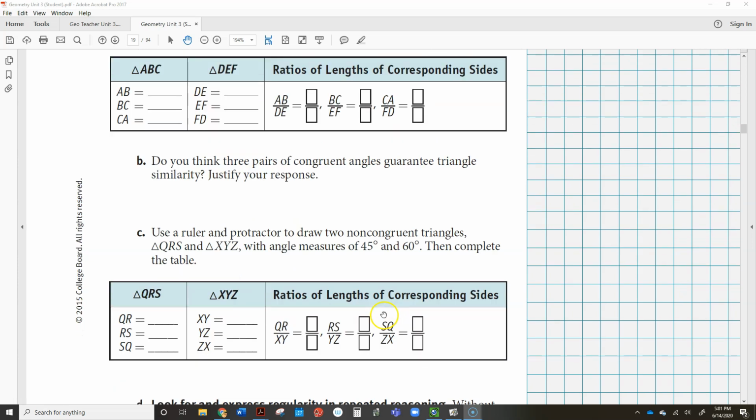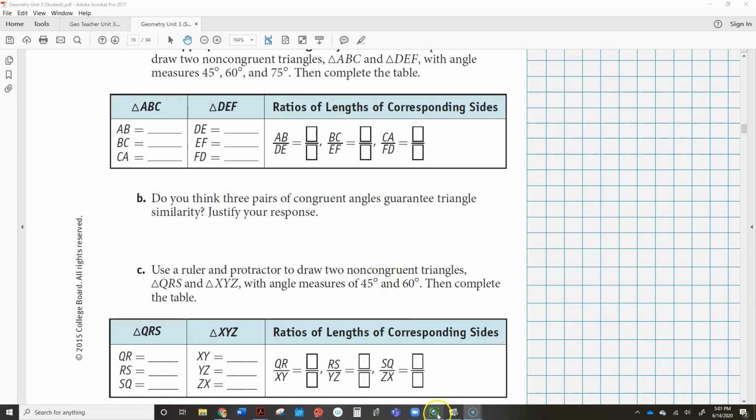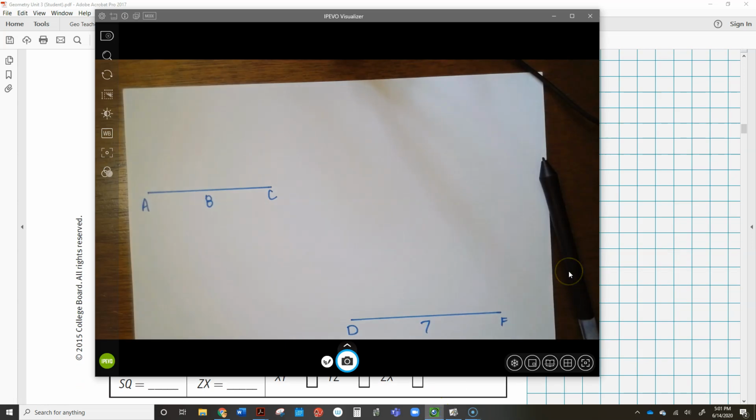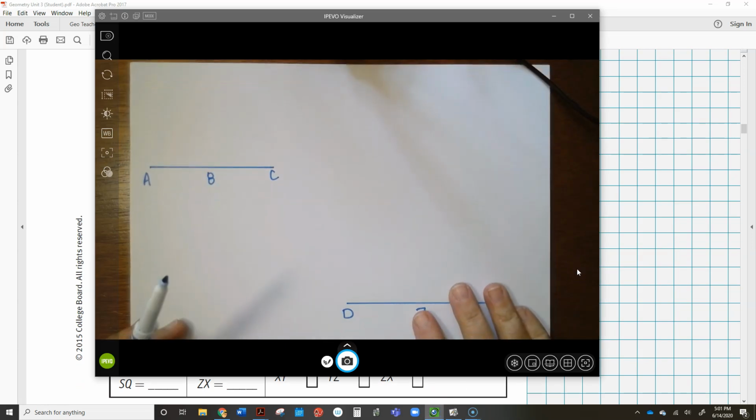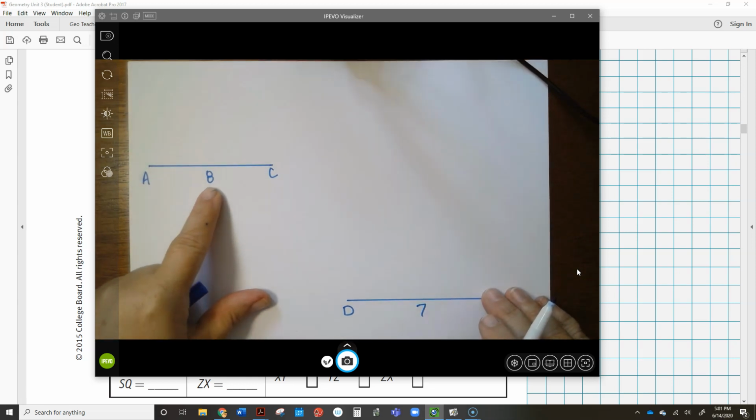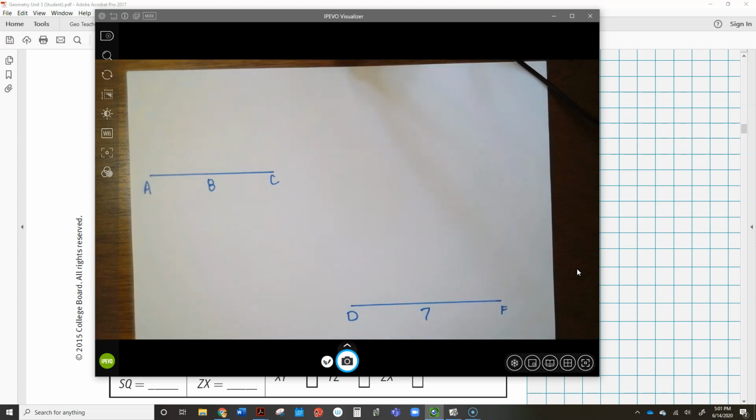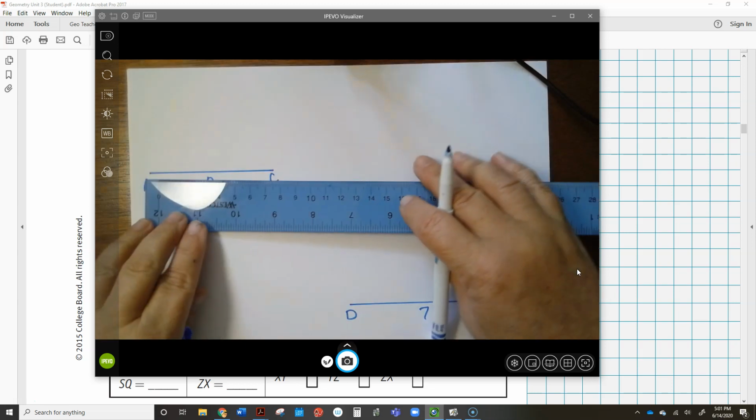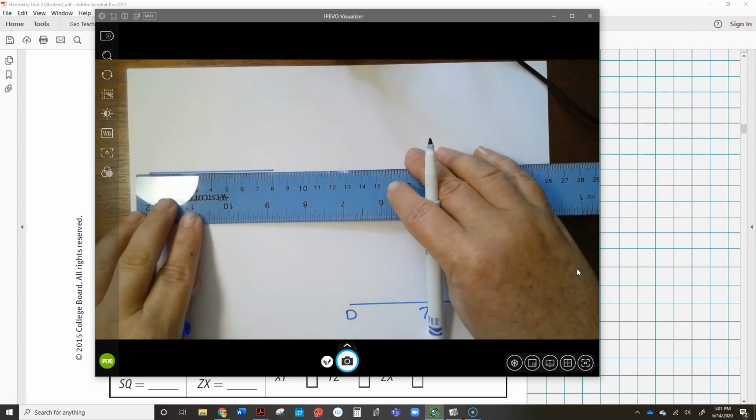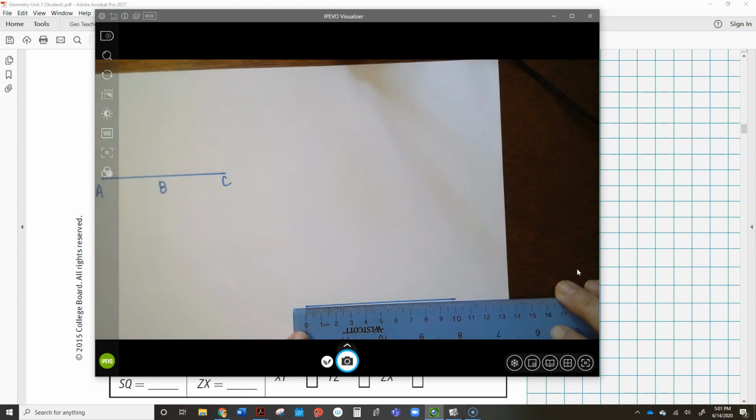So we're not going to do every little piece of this, but anyway, I have my document camera going, and I have my first line segment for my triangle. I made it be 8, and I believe these are centimeters. So I drew it 8 centimeters, and then I drew this one over here to be 10 centimeters.